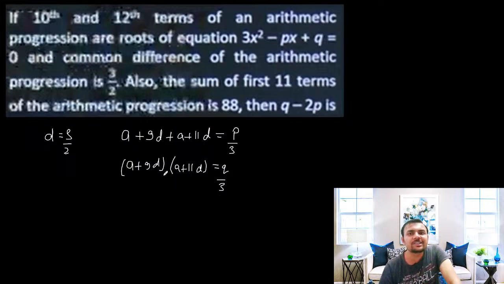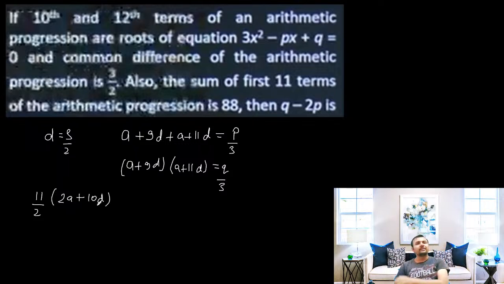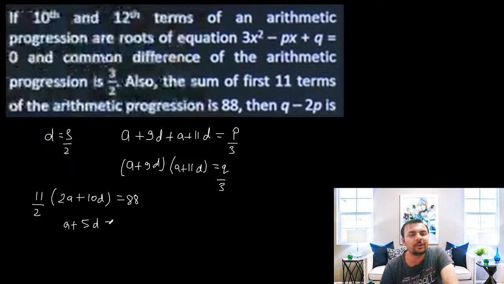Okay, we know d. Now the sum of the first 11 terms of the arithmetic progression is 11 by 2 times (2a plus 10d), which is equal to 88. So the 2 and 2 cancel, and a plus 5d equals 8. So d is 3 by 2, 15 by 2 goes to this side, 16 minus 15 by 2, a is 1 by 2. So we got a and d.